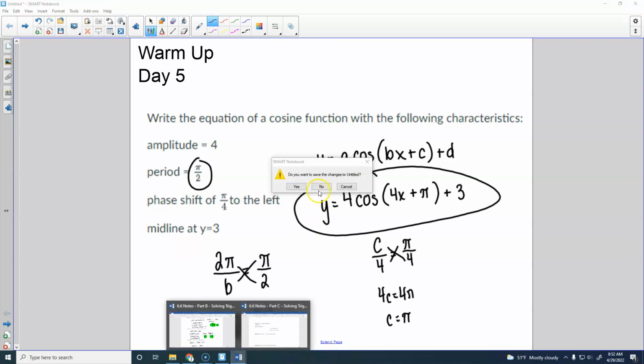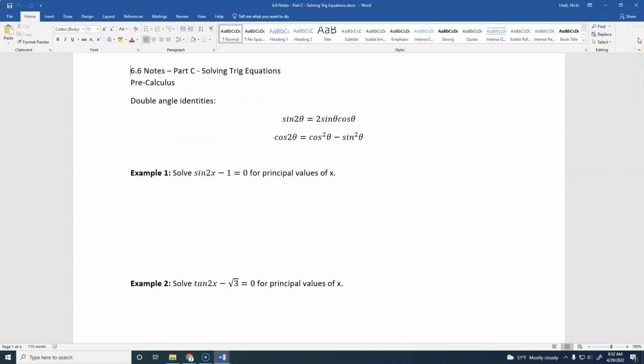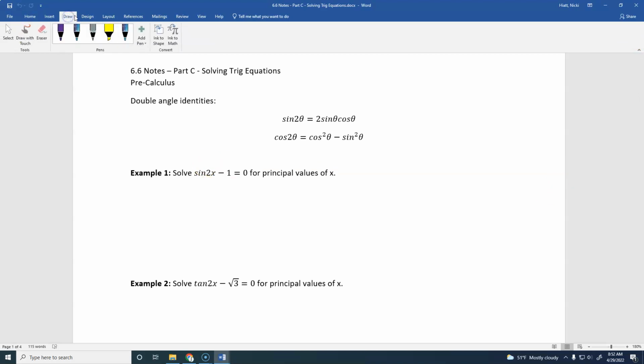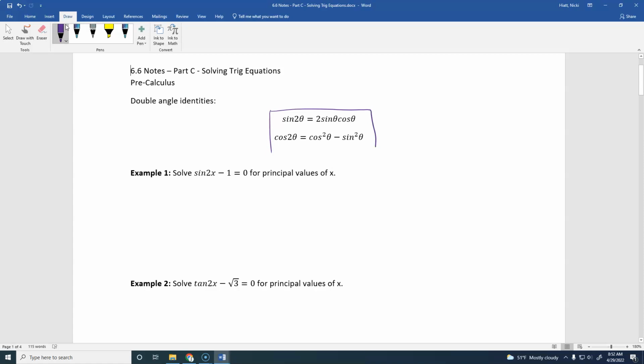Double angle identity here. So up here at the top, we have sine of 2 theta equals 2 sine theta cosine theta, and cosine of 2 theta equals cosine squared theta minus sine squared theta. I am not going to give these to you on the verifying identities portion, although there have been years that I have done that. They can be involved, but we will not be looking at those.